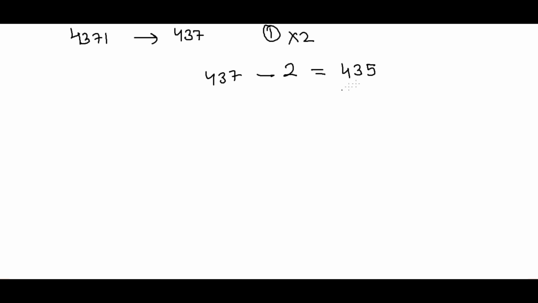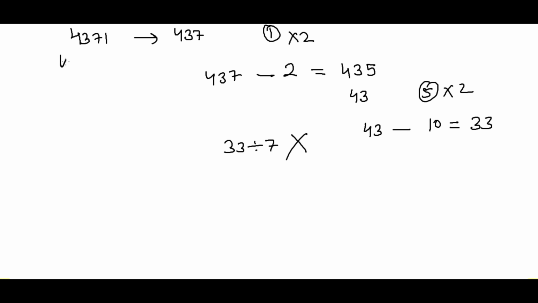Now instead of checking its divisibility by 7, we can again repeat the procedure and remove 43 and 5, double the 5 and make it 10, and then subtract it from 43. Then I will get 33, and now I can check the divisibility of 33 with 7, and it's not. So 4371 is not divisible by 7. That's how we can check the divisibility of any number, even a bigger number, but we have to do this step again and again, and we can easily find out.